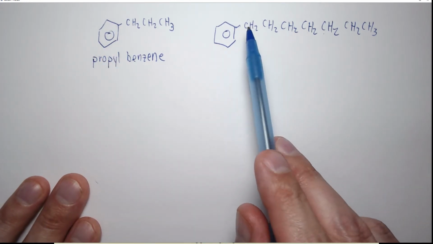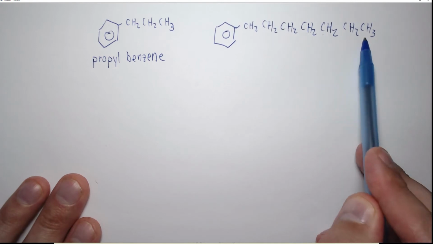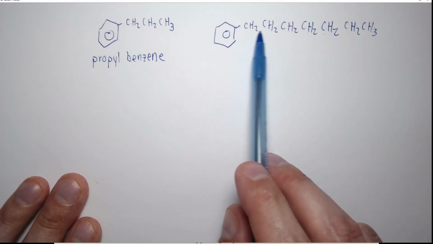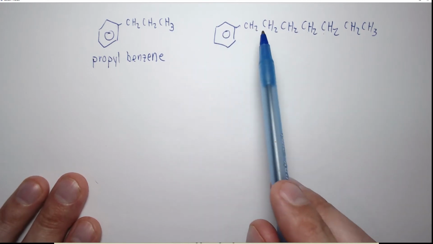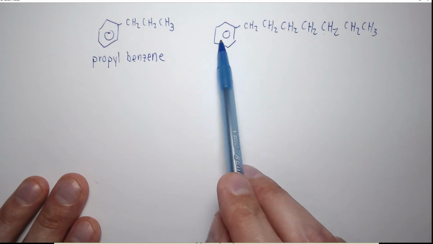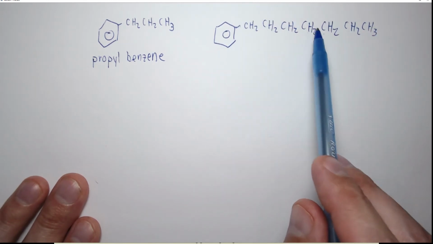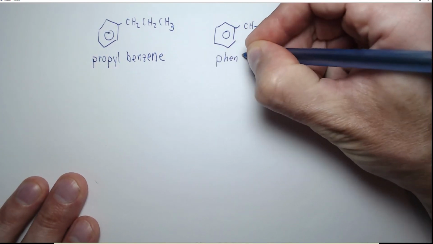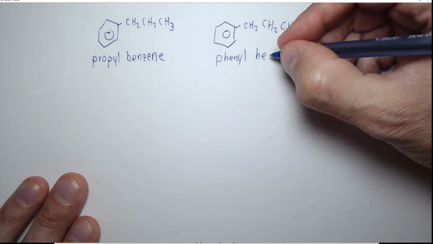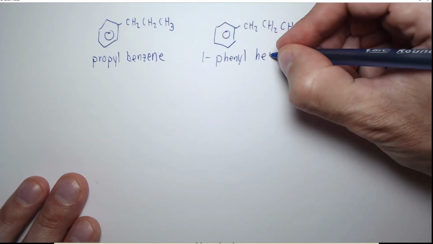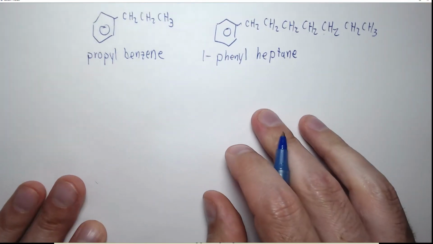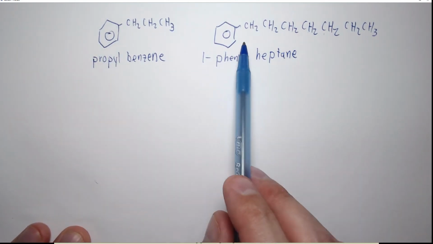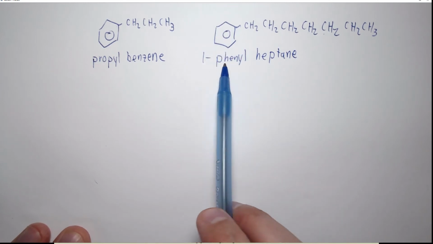In this case, we have 1, 2, 3, 4, 5, 6, 7, which you think would be called heptyl, right? Because heptane is 7 carbons, heptylbenzene. But in this case, because this has more carbons than the ring, this is considered the predominant structure. And instead of calling this propylbenzene, we call this phenylheptane. Probably 1-phenylheptane is a better name. So in one case, we use the benzene as the predominant structure. In this case, we use the benzene as the not predominant structure, and we call it phenyl.